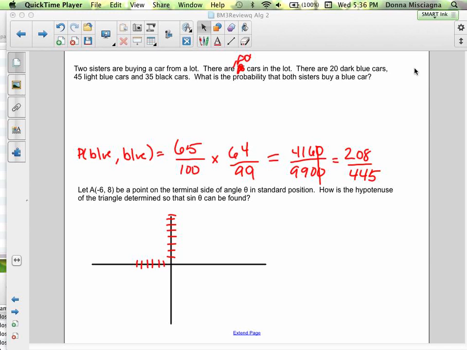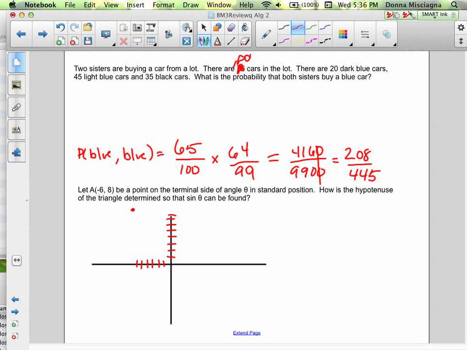There we go. Let (-6, 8) be a point on the terminal side of angle theta in standard position. How is the hypotenuse of the triangle determined so that sine can be found? All right. So here is the point (-6, 8). I already have that up there. So that would be A, which is at (-6, 8).